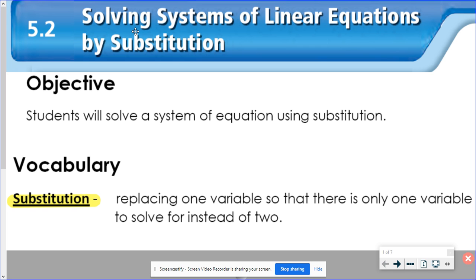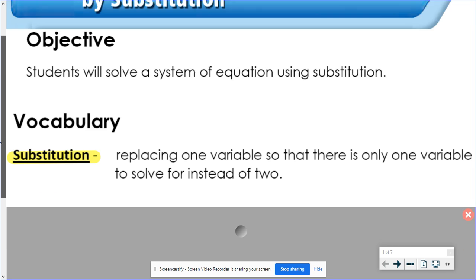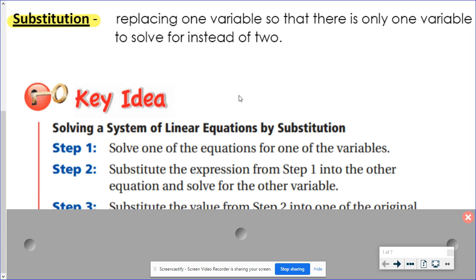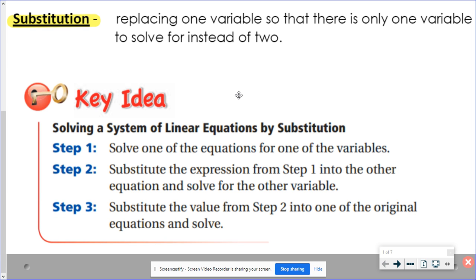Substitution is the next way that we're going to use. And you've actually used substitution anytime you check an answer by putting your answer back into the original equation. That's substitution. So today, substitution is replacing one variable so that there's only one variable instead of having x's and y's, for instance. Okay, so I've got these steps that probably don't make a whole lot of sense until we do a problem.